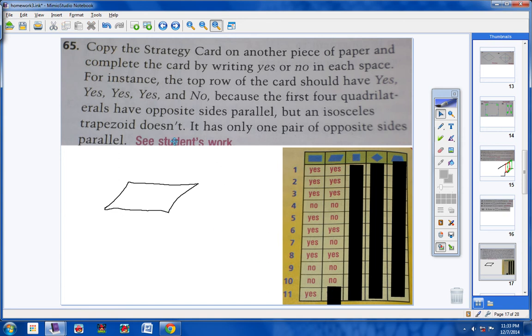No. Number 11, diagonals divide into congruent triangles. Yes, definitely. In a parallelogram, if you draw diagonals, you will have 2 sets of congruent triangles. This triangle here is congruent to this triangle here, and this triangle over here is congruent to this triangle here. Okay, next is, now look carefully, guys. Next would be a square.